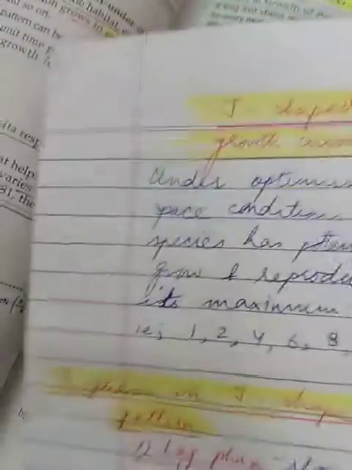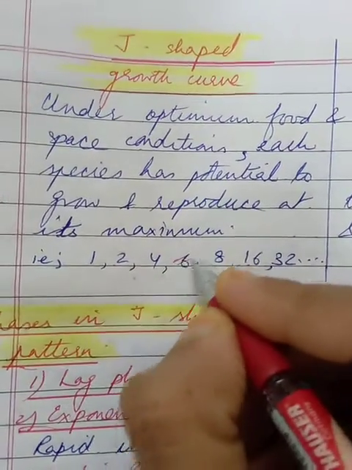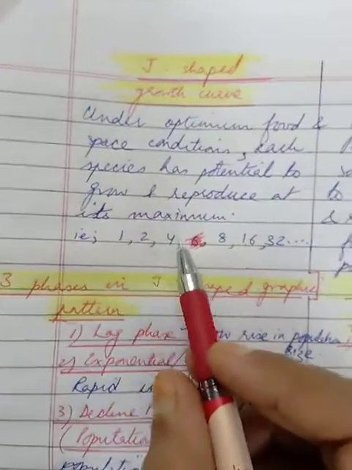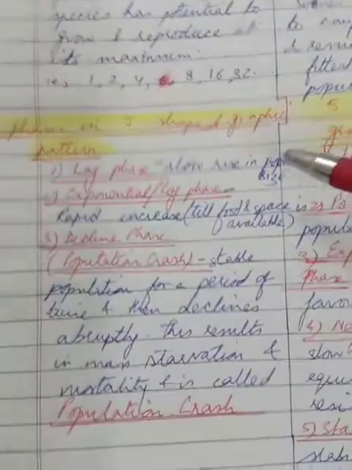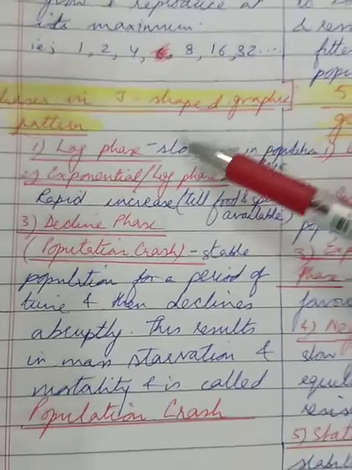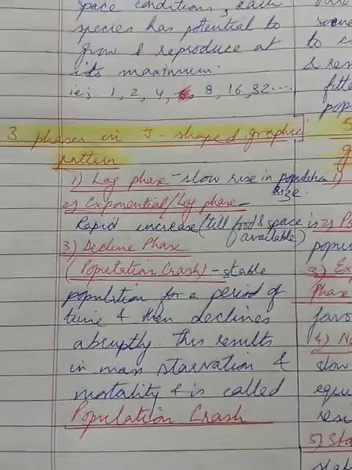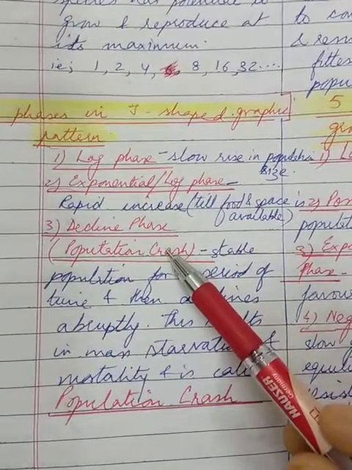Once again, it is 1, 2, 4, 8, 16. It is not 6 because the numbers are becoming doubled. So exponential means the power to become double if the conditions are favorable, right? So in this case, if we talk of the graph that is obtained, it is J-shaped, as I told you, right? And it shows 3 phases. The first is lag phase, second is log phase or exponential phase, and the third is a decline phase. We also call it population crash.